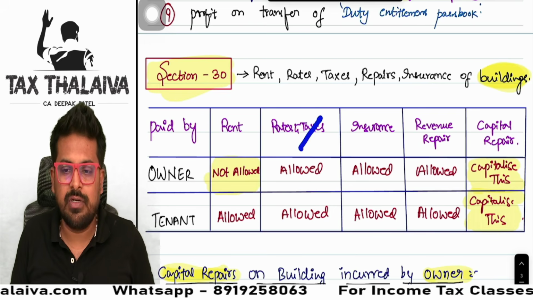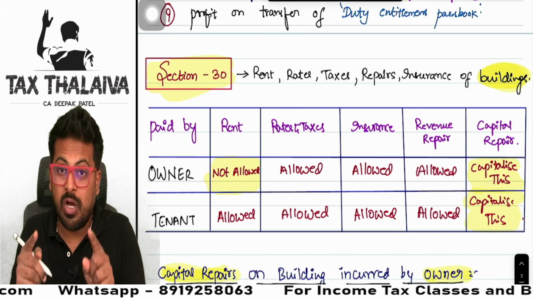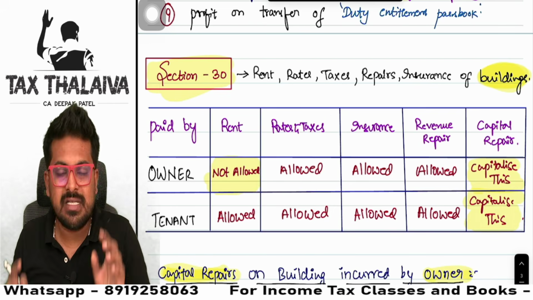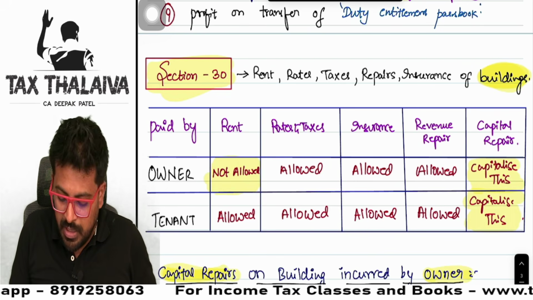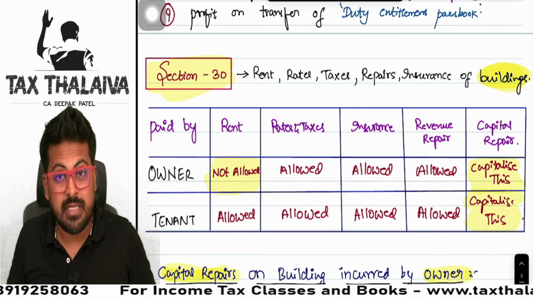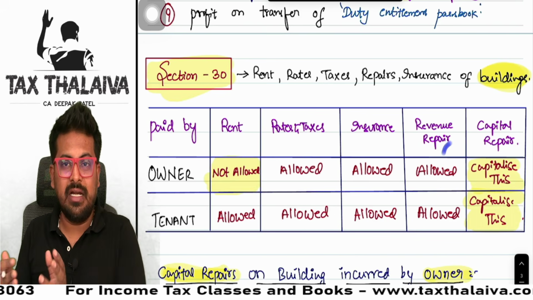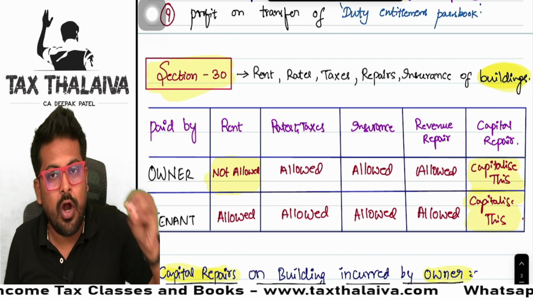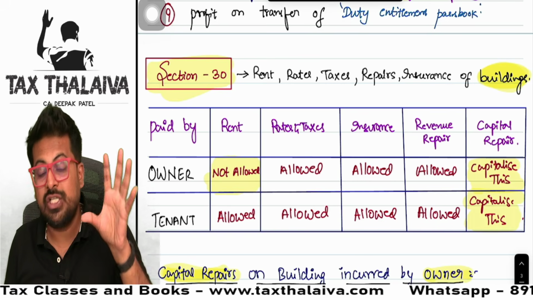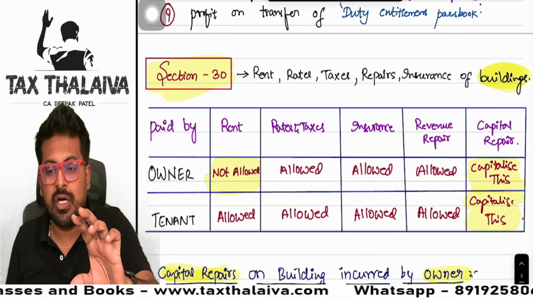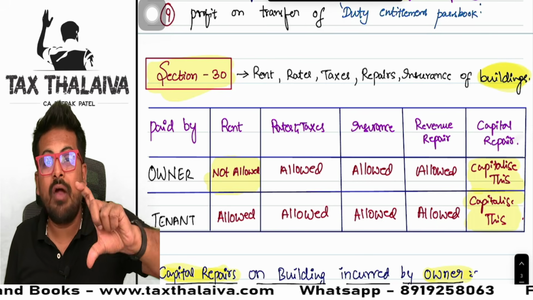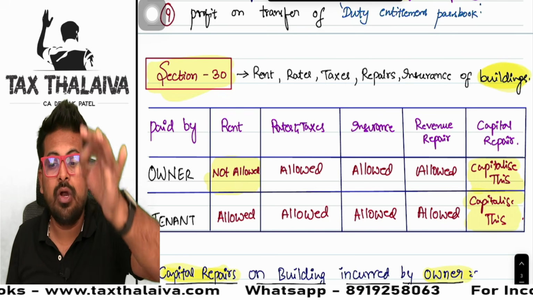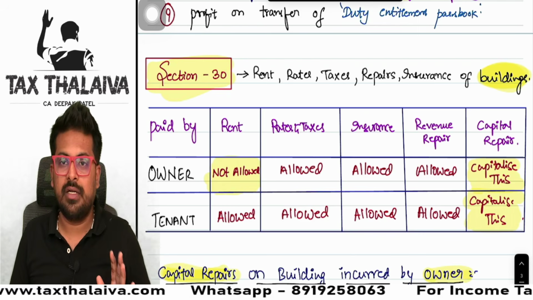If I pay any taxes for the building, it is allowed as business expenditure because I'm using the building for my coaching business purpose. If I take any insurance, the insurance premium is allowed. Revenue repairs, if I do any, are allowed. But mind you, capital repairs we generally do not claim as a business expenditure, because capital repairs you have to capitalize in your books of accounts and claim depreciation on that.